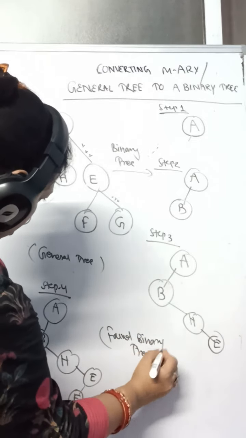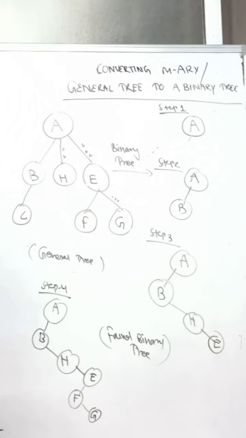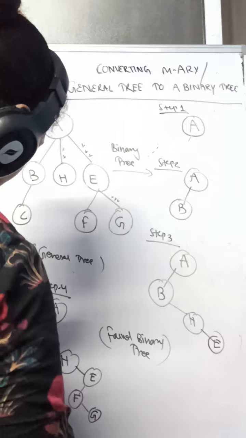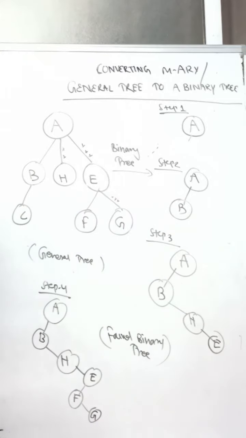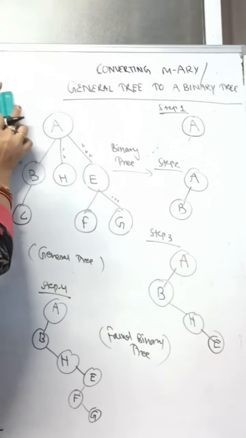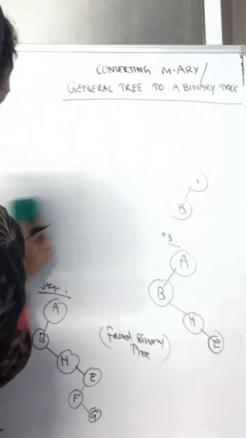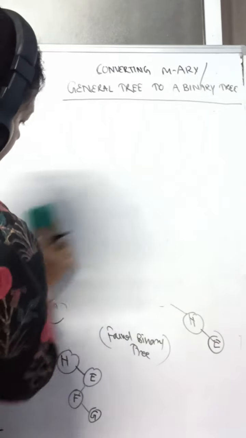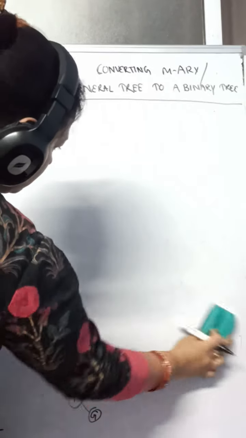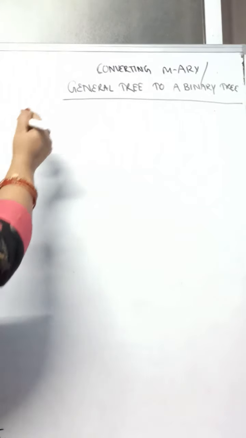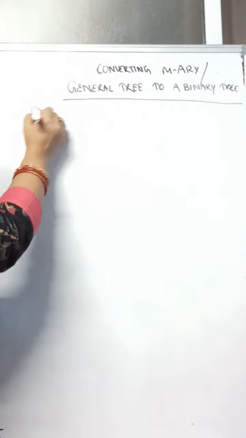See, this can be done in the left offspring, next sibling manner. So for this one you must learn. Then we will go for that part, or how that can be done. Let's take another example. Example 2.